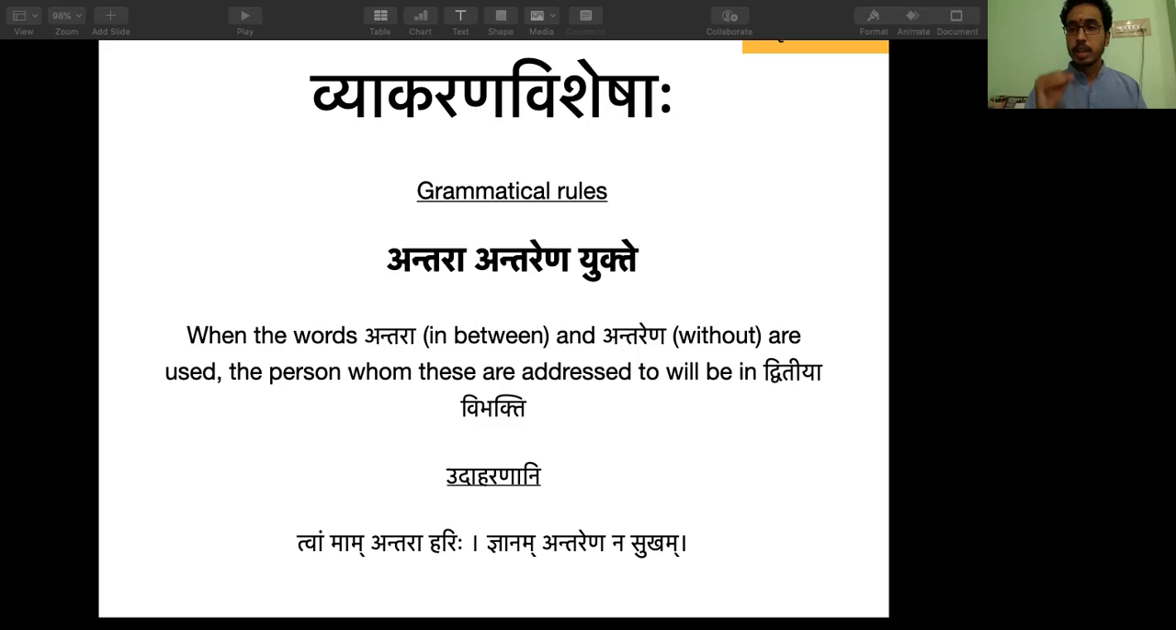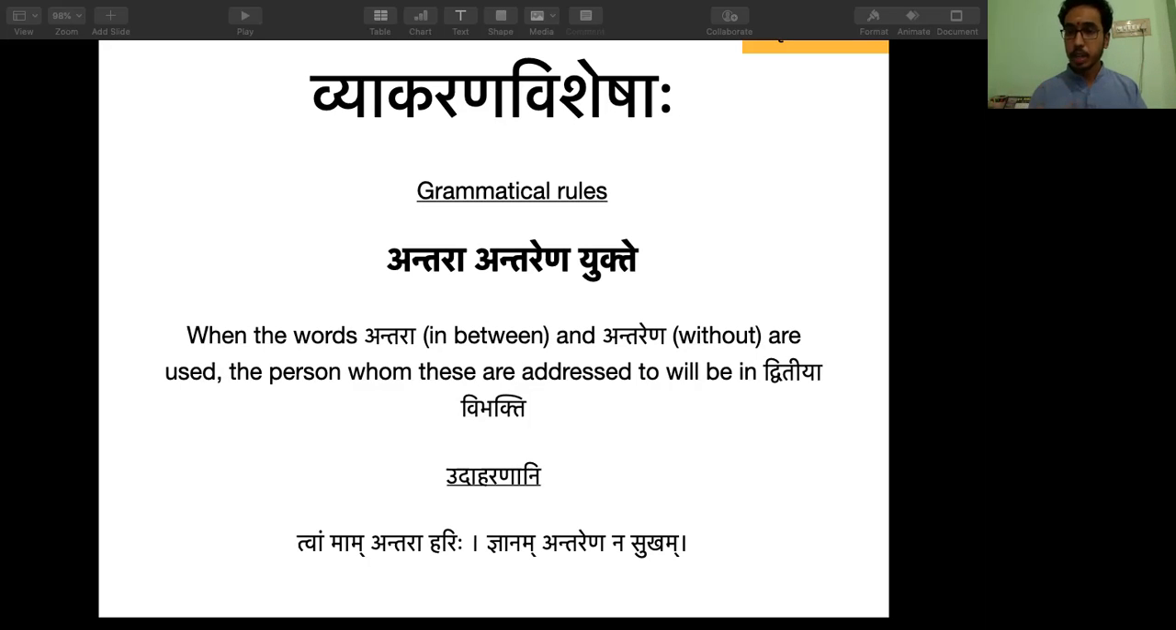If you are saying, in between you and me, there is Hari. Between whom are we talking about? The two people involved in the in between are you and me. Both of them will become Dvitiya Vibhakti. Yushmat Shabda: Tvam, Yuvam, Yuyam. Tvam. Asmat: Aham, Avam, Vayam. Mam. Since we both are the people in between, we both will get Dvitiya Vibhakti. Tvam, Mam, Antara, Harihi. In between you and me is Hari.